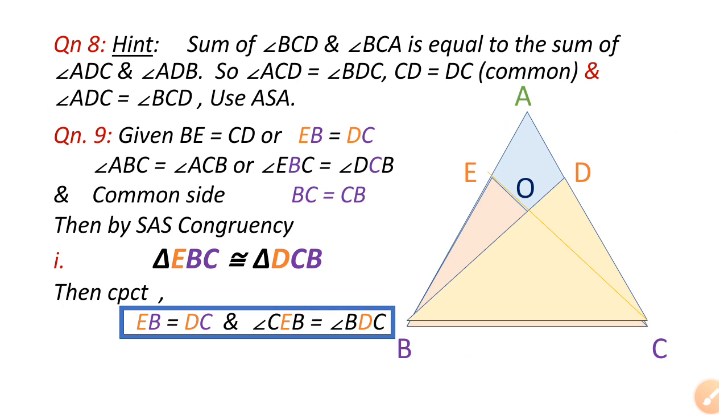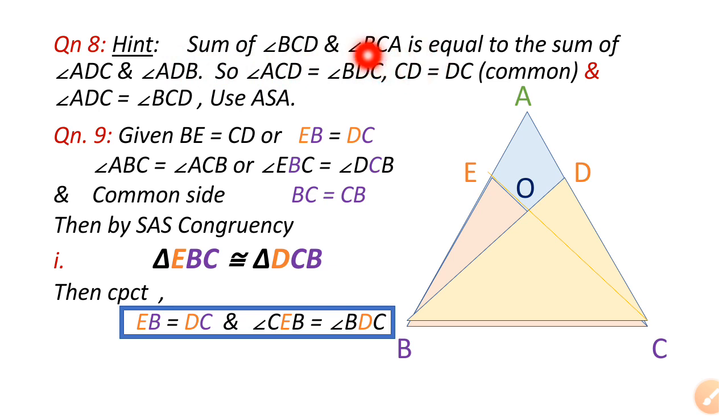Now see question number 8. For 8, a hint is also given. The hint is lengthy, but it is helpful, and you can easily solve the question by seeing the hint. Here the sum of angle BCD and BCA.